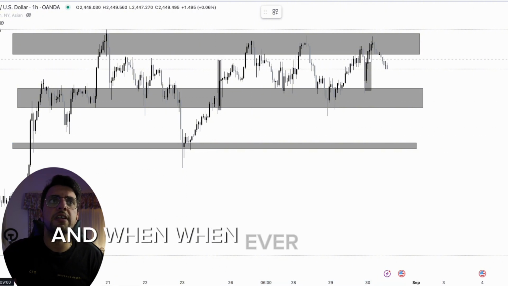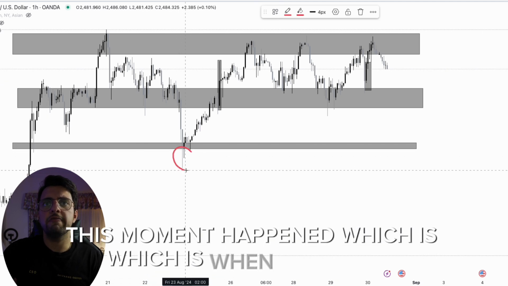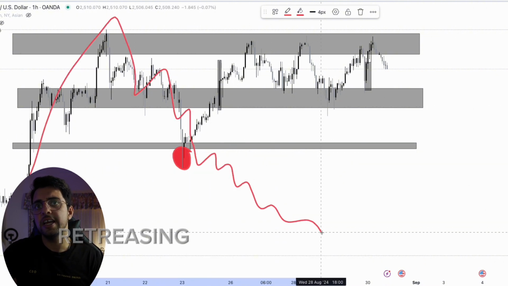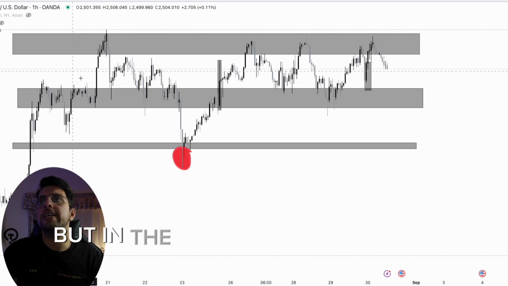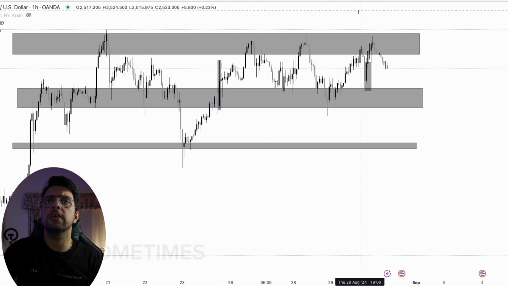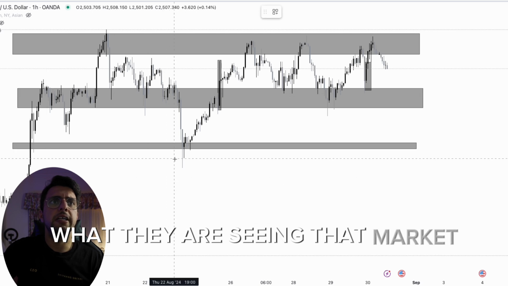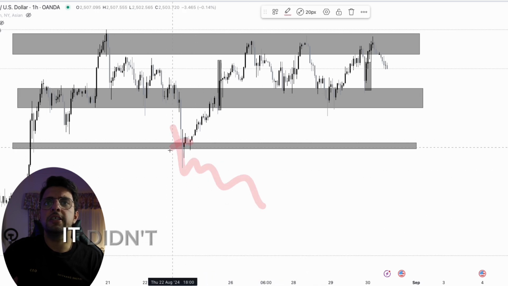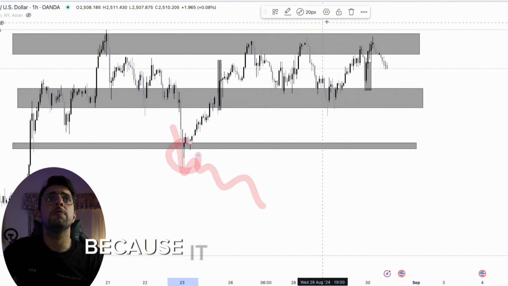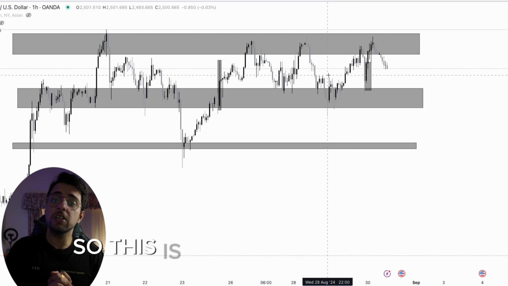And whenever they see this movement happen, they think the market is already retracing, and now the market will go down. But in the next minute, they say, oh my god, come on. Sorry guys, sometimes I get so confused, seriously. So next, what they see is that the market didn't hit this point. From this point it started going back up, because it was their mistake that they haven't marked their zones properly.